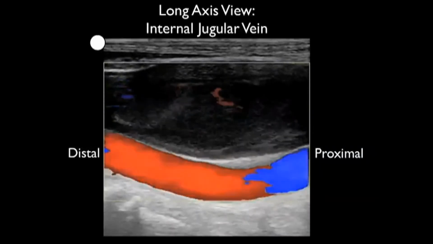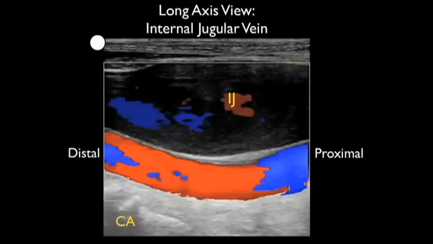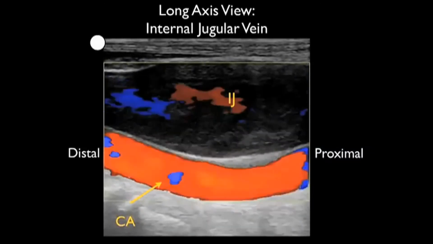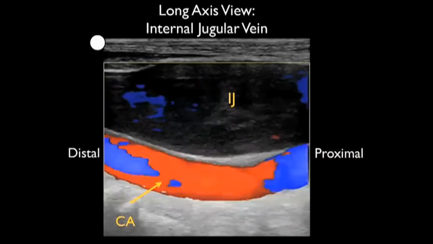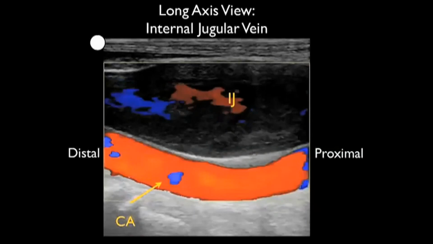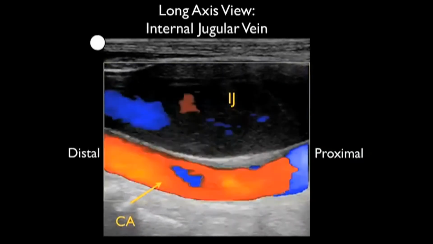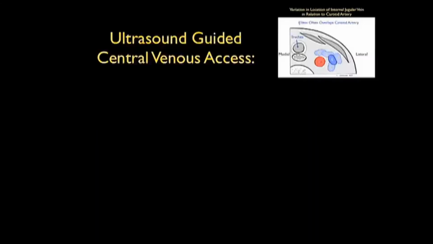Here's a video clip, again a long axis configuration in a different patient, and here we see a much more distended internal jugular vein that's lying on top of the carotid artery. Notice the swirls of blood in the internal jugular vein, showing the course of the blood flow from high within the neck to the left, low within the neck here to the right.